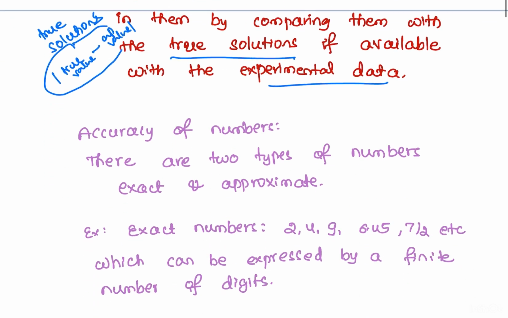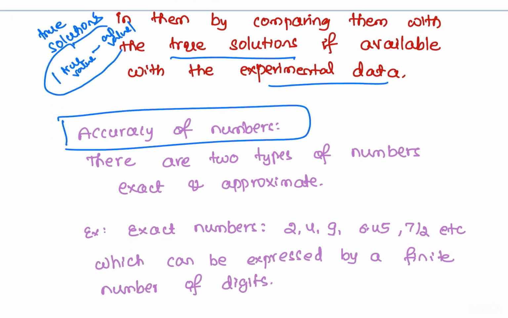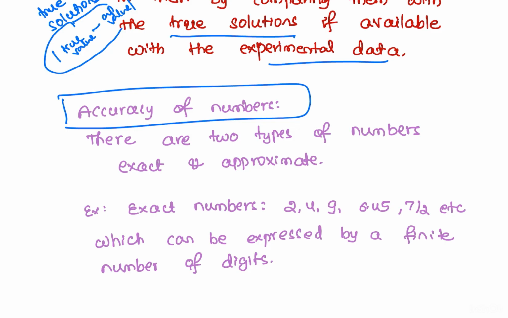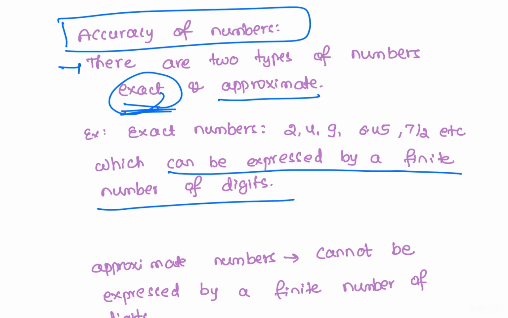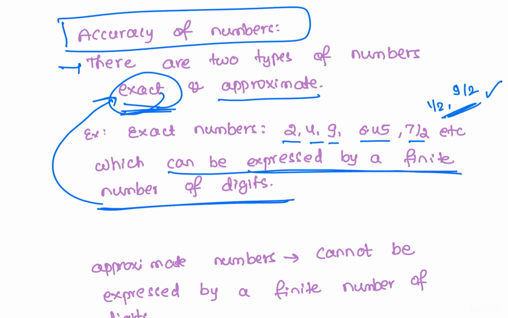Now for that we have to study the accuracy of numbers. There are two types of numbers: exact and approximate. What are exact numbers? Exact numbers are those which can be expressed by a finite number of digits. Examples are 2, 4, 9, 6.45, 7/2, 1/2 and 9/2. These are exact numbers because they can be expressed in terms of a finite number of digits.